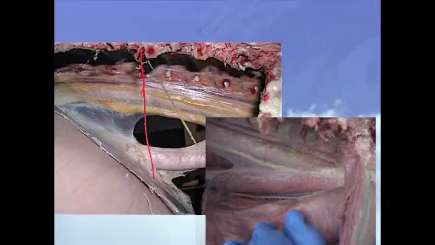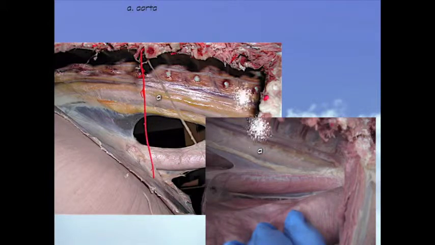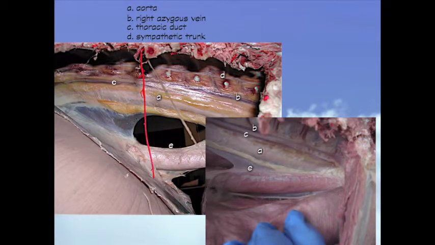Okay, let's look at the caudal mediastinum in the horse. Here we see the aorta. Up here at B is the right azygous vein. Between those two, we might be able to see the thoracic duct. Okay. Up here, closer to the vertebra, we have the sympathetic trunk at D. And so at E, we now once again have the dorsal vagal trunk overlying the esophagus and then the ventral vagal trunk. Okay, and that's all I got for you.